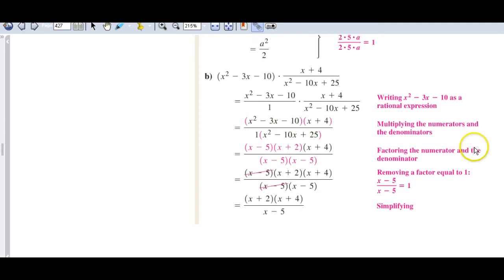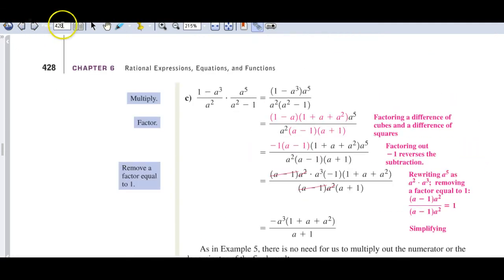Now, some of them get challenging. For instance, this one you may or may not remember from chapter 5. This is the difference of perfect cubes. So that will factor into that special factorization of the difference of perfect cubes. And then you start canceling out wherever you can.